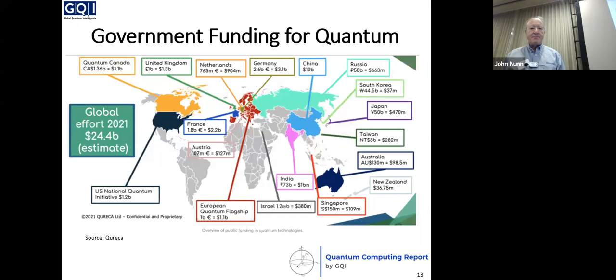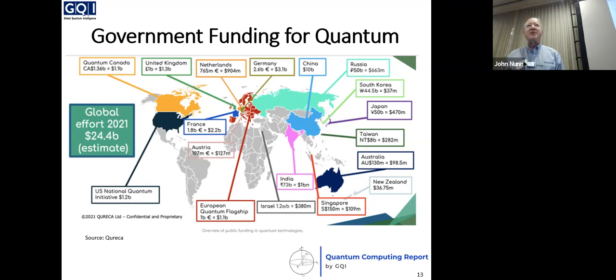And just to give you some of the investments, the investment dollars are pretty large. Governments around the world see quantum as a very strategic technology. They all want to be the leader.